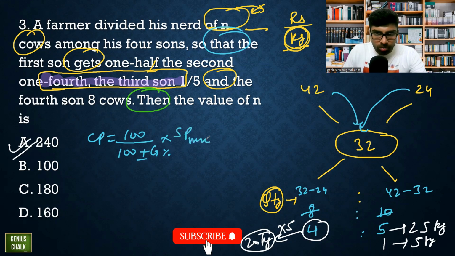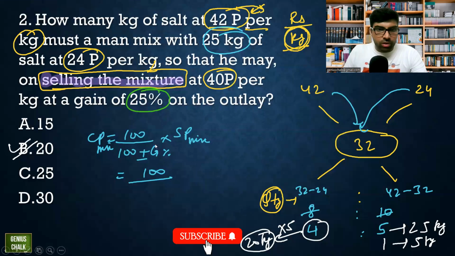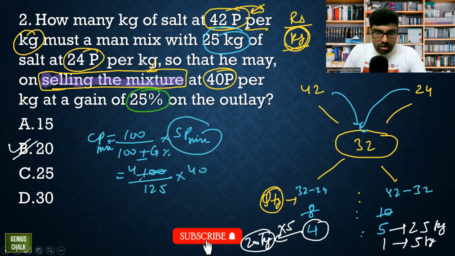Because it was of the mixture, this will also be of the mixture. 100 by 100. Sorry, this was the question. So what is the gain? It is 25. So 100 plus 25, 125. What is the selling price of the mixture? It was 40. So you can solve like this.